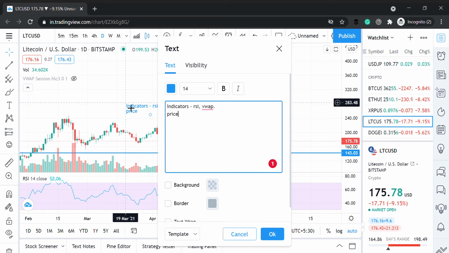So when you combine indicators with, let's say, price action, you can say size of the candle or the type of candle, plus volumes, so you will get a clear idea where the price is going.